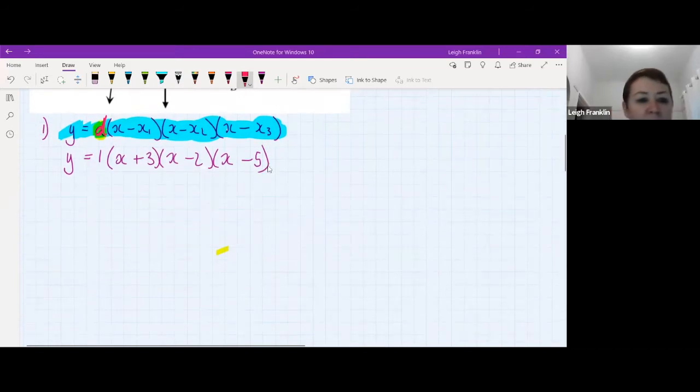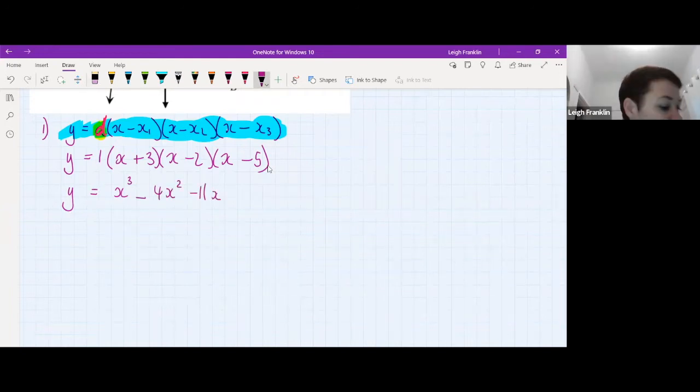Are you guys getting that? I certainly did when I multiplied it out. So we would end up with y equals x cubed minus 4x squared minus 11x plus 30.